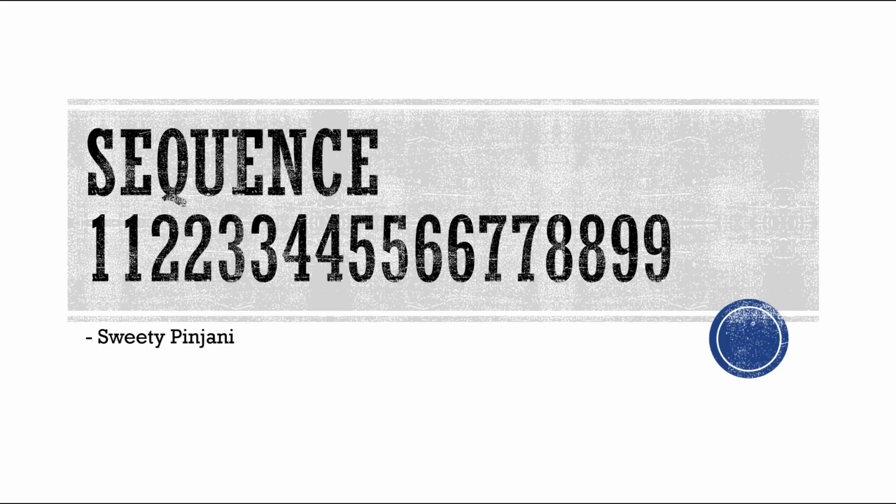I am Sweetie Pinjani. This is the SystemVerilog coding practice series where we are practicing some interesting codes in SystemVerilog. Today we are going to create one interesting sequence. As you can see here, the sequence is as follows: 1 1 2 2 3 3 4 4 and so on up till 9 9. We'll understand the concept of the sequence, we'll create equations, and then we will go to the coding.